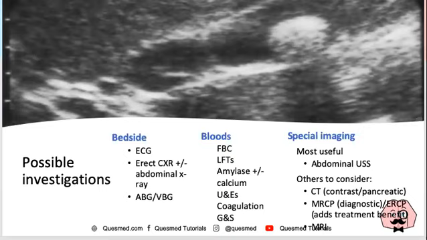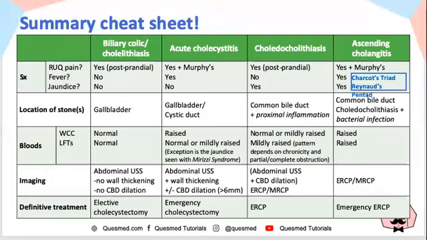Most patients will probably undergo some form of imaging if they present with abdominal pain. An abdominal ultrasound is a very common first-line imaging tool. Patients aren't exposed to radiation, and it can be quite useful, especially in gallstone disease. Other imaging tools to consider are CT or MRCP if there is biliary tract pathology. So for anyone studying for exams, this is quite a useful summary cheat sheet, which you may want to screenshot.